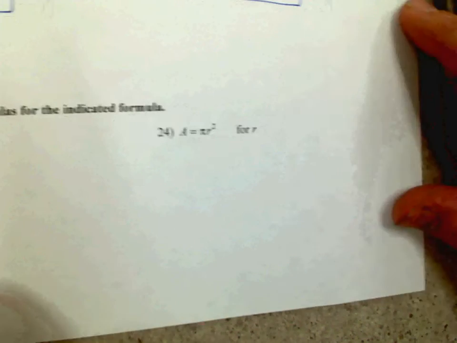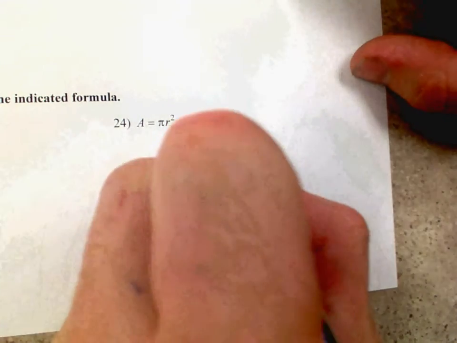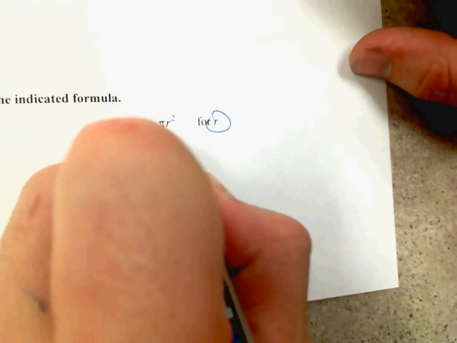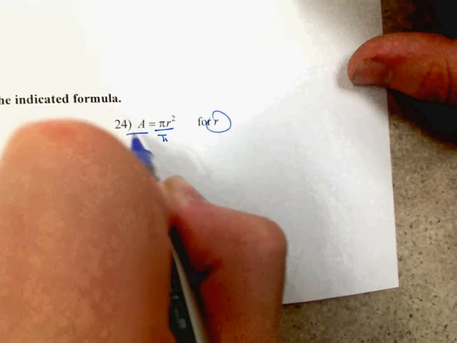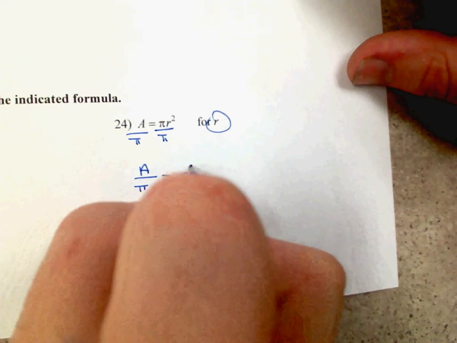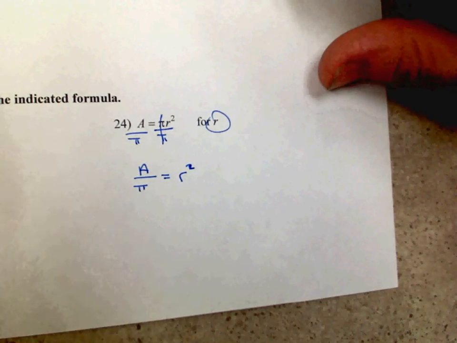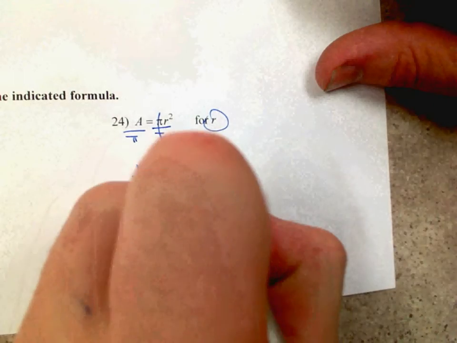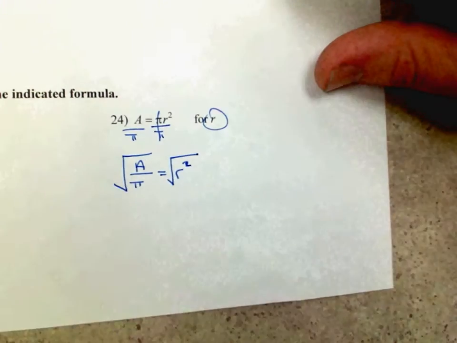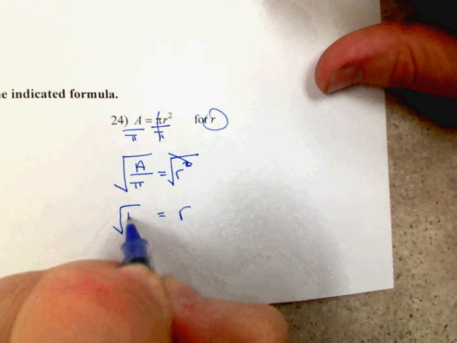On 24, a equals pi r squared. We're solving for r now. So what has to move here first? Well, I'll divide by that pi. So a divided by pi equals r squared. And then how do you get rid of a squared? Well, square root, right? So the opposite of a square is a square root. Both sides. R equals the square root of a over pi.